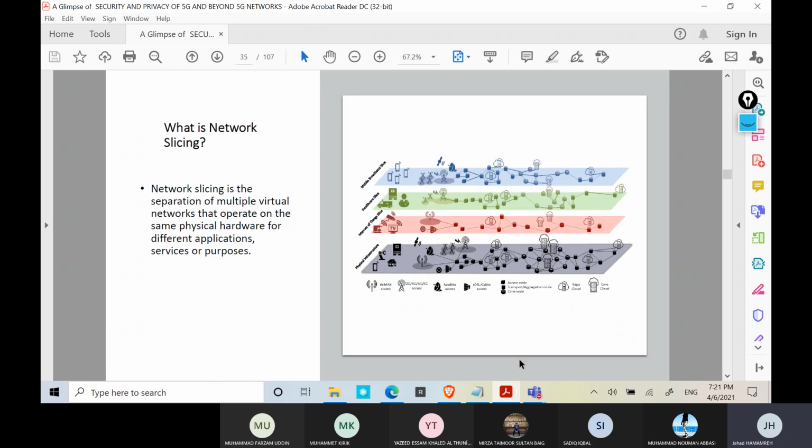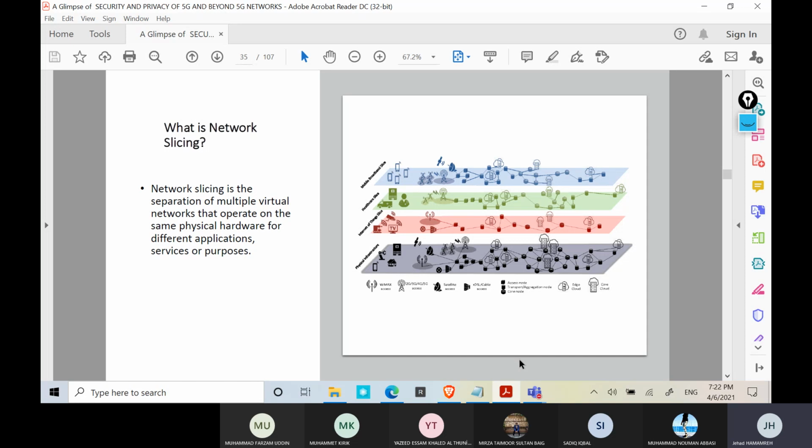Now, the fourth technology is network slicing. Network slicing is basically the separation of multiple virtual networks that operate on the same physical hardware for different application services. So you have one infrastructure, and you make different virtual networks. Each one of these networks is dedicated to serve a certain area, domain, or purpose. Like you have a virtual network, a slice of the network, for broadband, one for healthcare, one for Internet of Things, one for ultra reliable low latency communication.